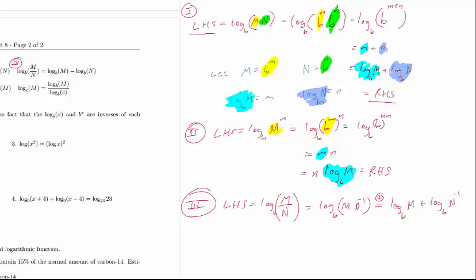Now notice, we get a -1 exponent. We can bring that out into the front, and that's going to be via theorem 2. And so we have log base b of big M minus log base b of big N. And note that is the same as the right-hand side. So pretty nice.